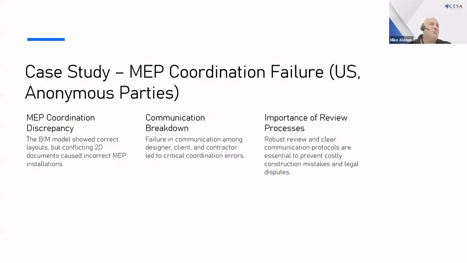Another one is based on a US project. The BIM model showed the correct layouts, so everything was correct in the BIM model. However, the 2D drawings that were issued to site to the contractor were incorrect and had not fully communicated the 3D models, which led to incorrect MEP installations. Obviously, the contractor had a substantial claim against the client for the supply of incorrect information by his appointed consultants. And here, the failure in communication among designer, client, and contractor led to critical coordination errors.